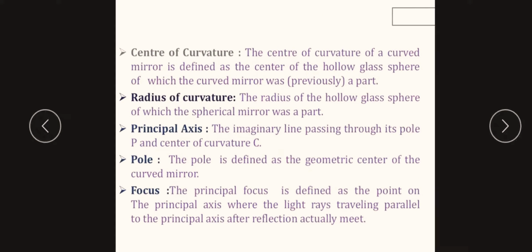Then again there are some definitions, the first one being center of curvature. The center of curvature of a curved mirror is defined as the center of the hollow glass sphere of which the curved mirror was a part.